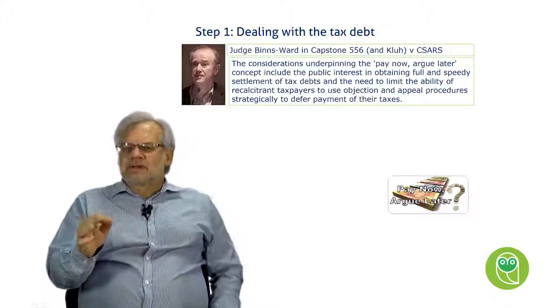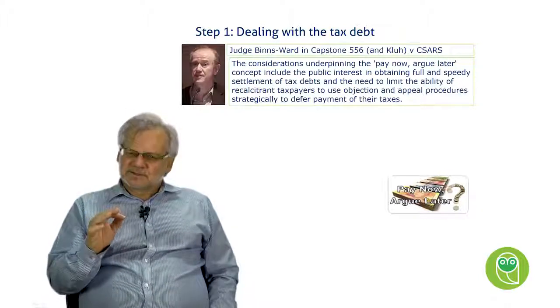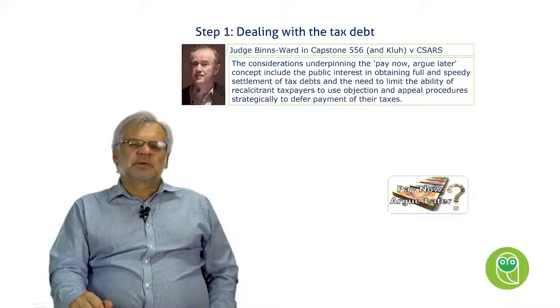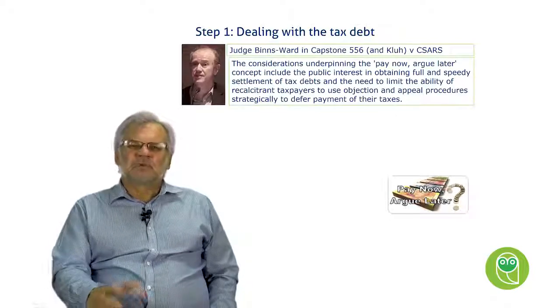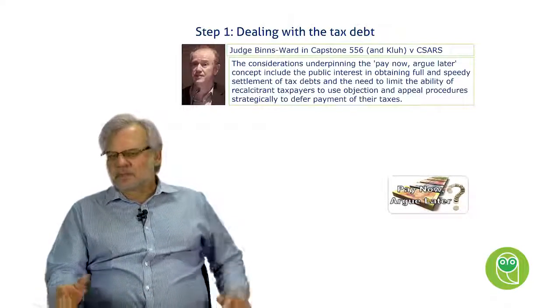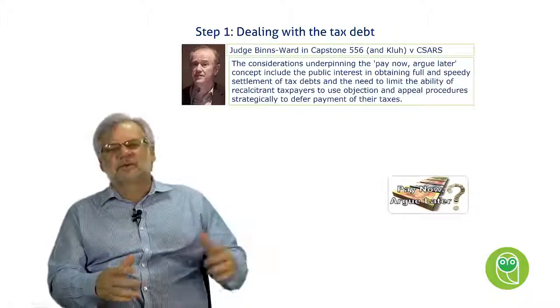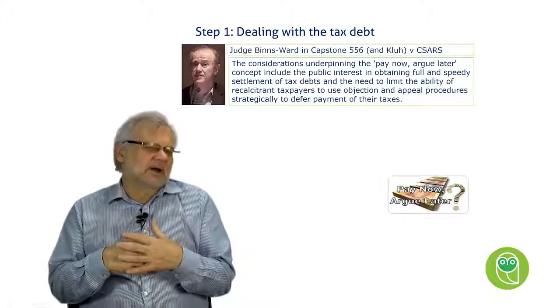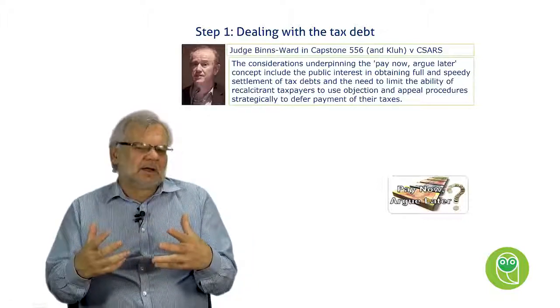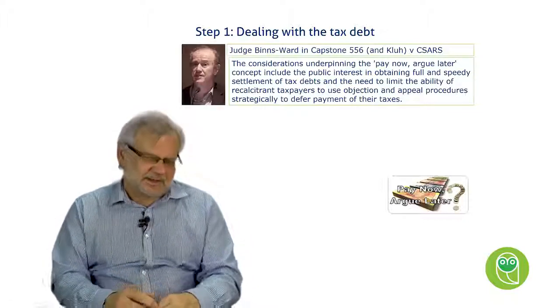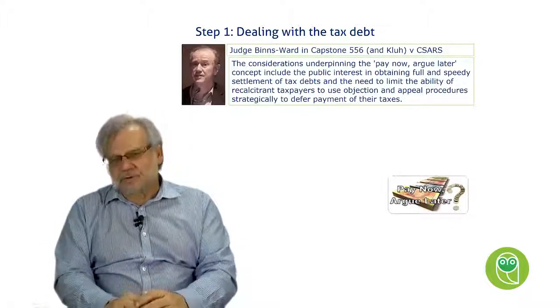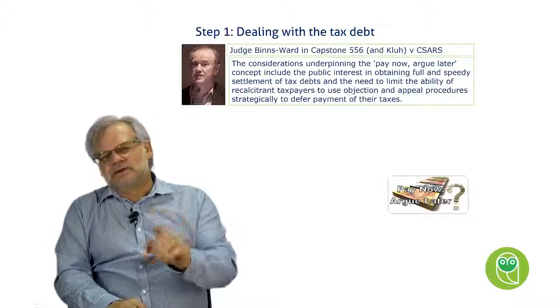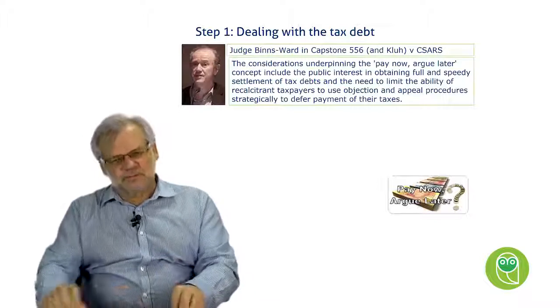But also a need to limit the ability of recalcitrant taxpayers to use objection and appeal process strategically to defer payment of their taxes. So if you get this telephone account of R1 million, and the person on the other side of the phone says, please pay, we'll refund you if we later fix up the error. I mean, geez, we'll get to that if you can't afford to pay that. The judge said, if you've got an assessment, you must pay.